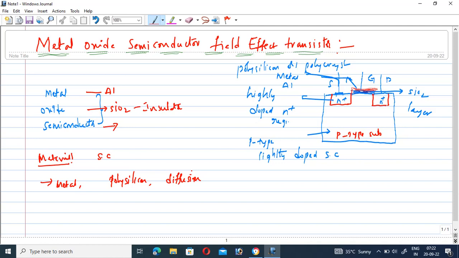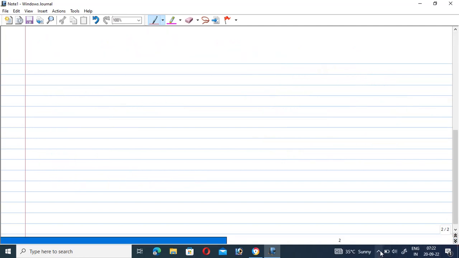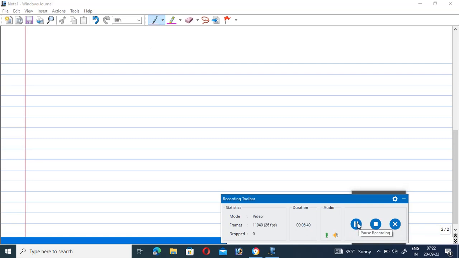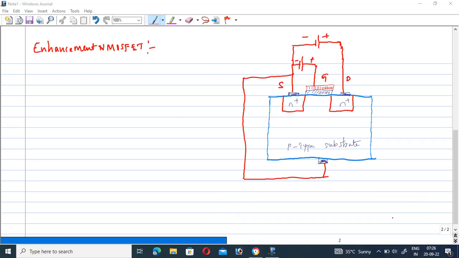This is the construction of the metal oxide semiconductor field effect transistor for the enhancement mode. This is a basic structure. Actually, we will see what is meant by enhancement mode. Let us see. This is an enhancement NMOS transistor type substrate.